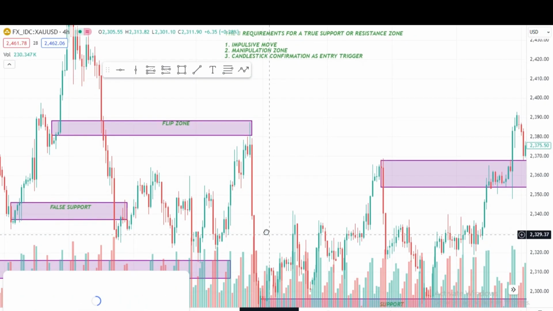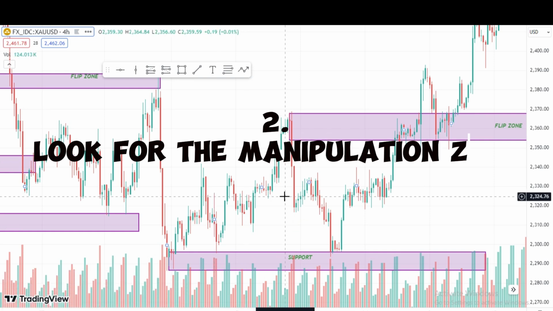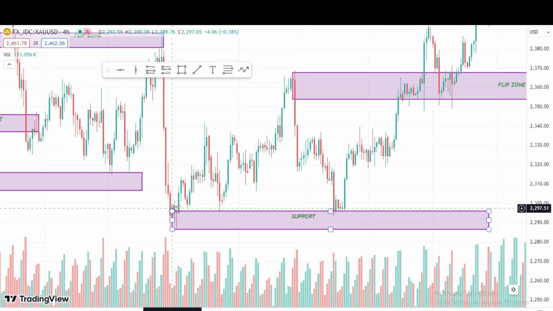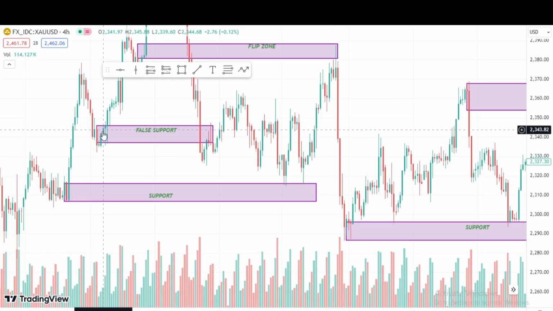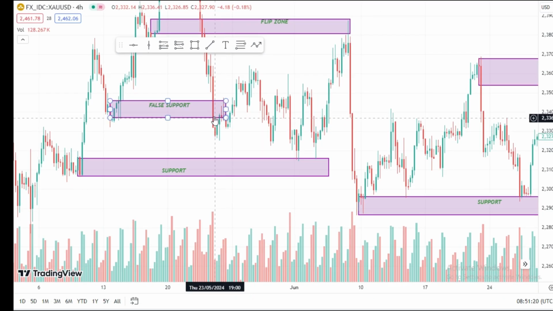So the second rule is to look for the manipulation zone. So what does this actually mean? Why is this a support? Where is the false support? This is a false support. Can you see this zone? It didn't give an impulsive move. Yes, it did buy a lot, but this is not an impulsive move, and that's why when price came here, you couldn't get anything.